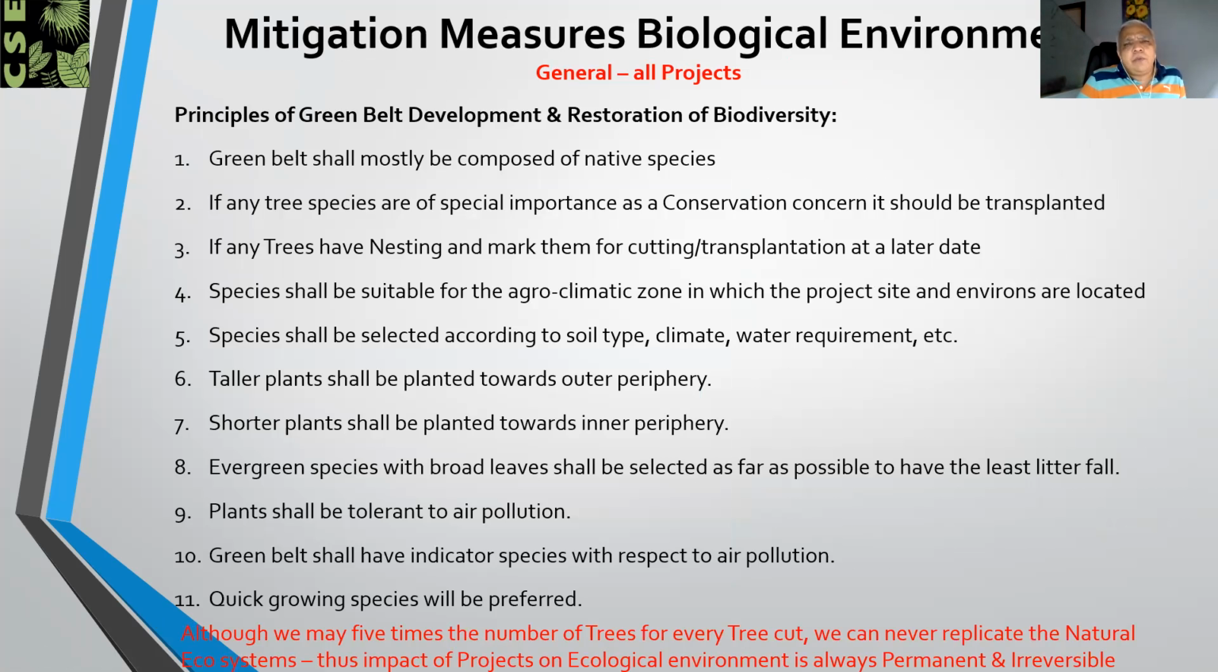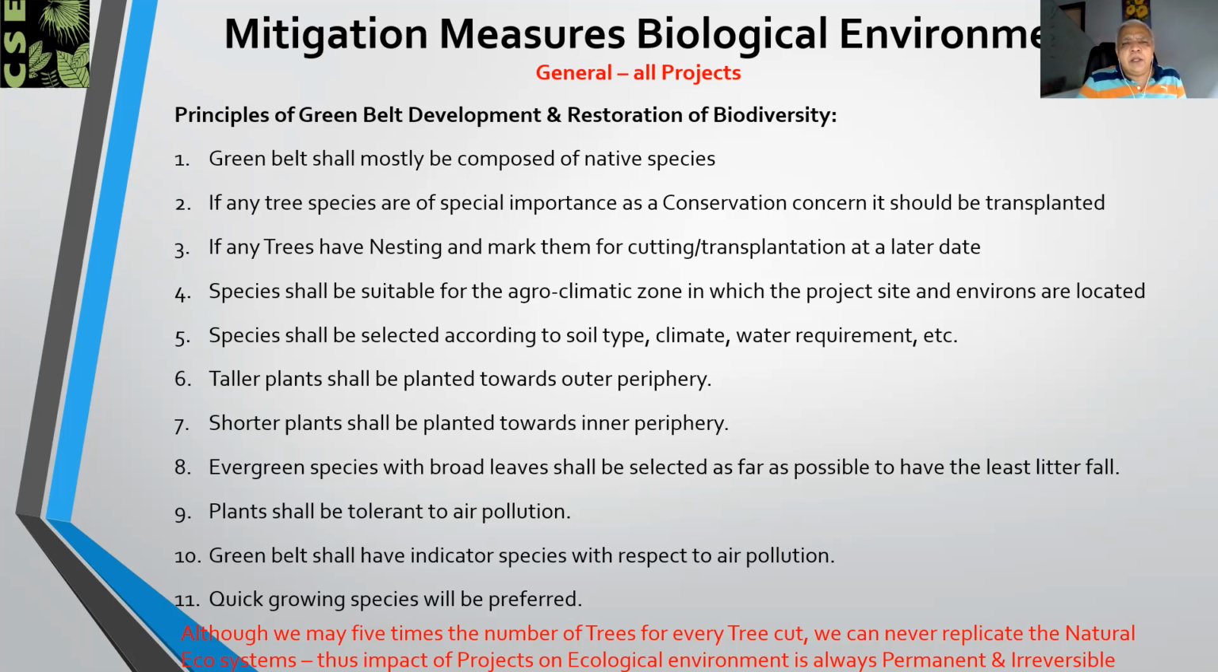Now, when we go to mitigation measures for the biological environment, there are some general principles which we should adopt all through for all the projects for green belt development as well as restoration of biodiversity. One is that the green belt, wherever planned, should be based upon native species, indigenous species only. Second is that species which are of special conservation concern should be transplanted. They should not be cut.